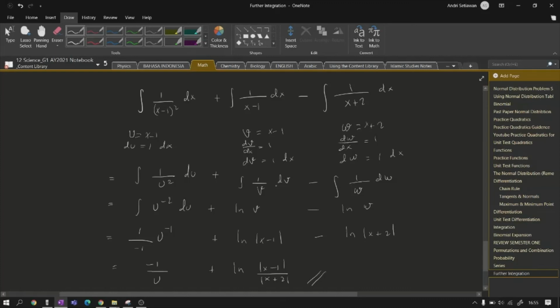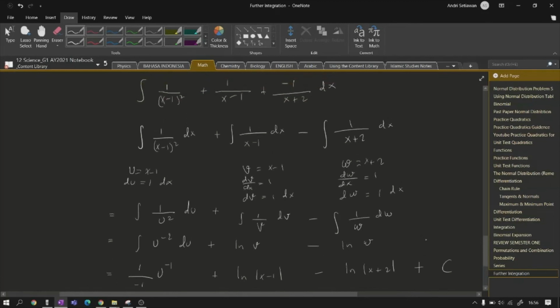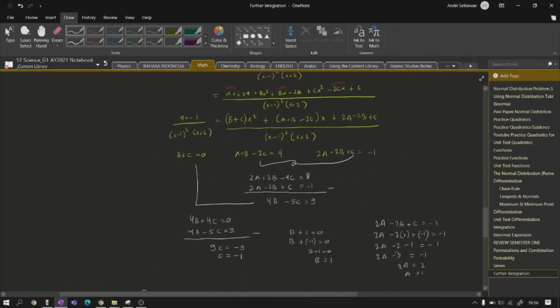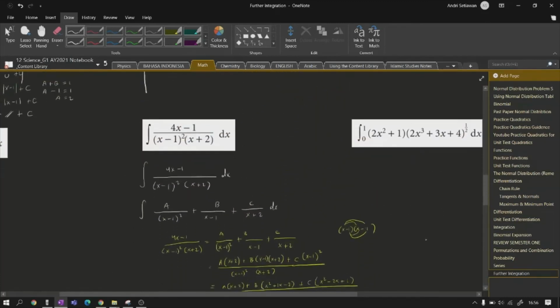Don't forget, since this is an indefinite integral, after the integral sign disappears, you have to put plus c at the end of the term. Plus c. Okay, I think this is the end of the example for today.